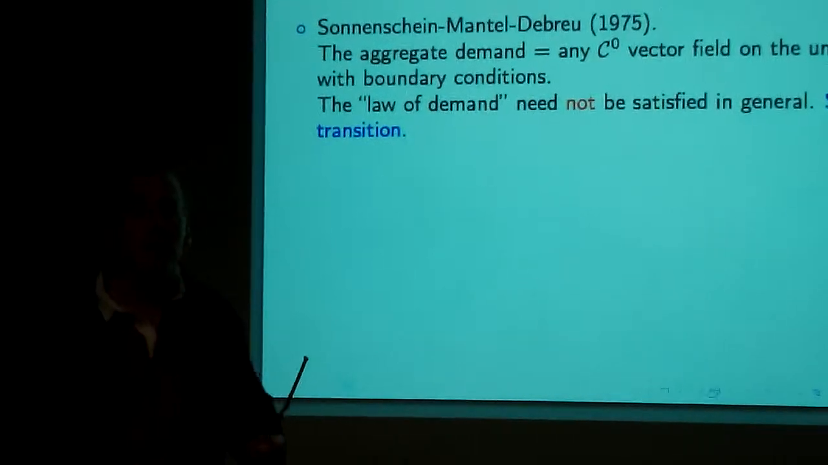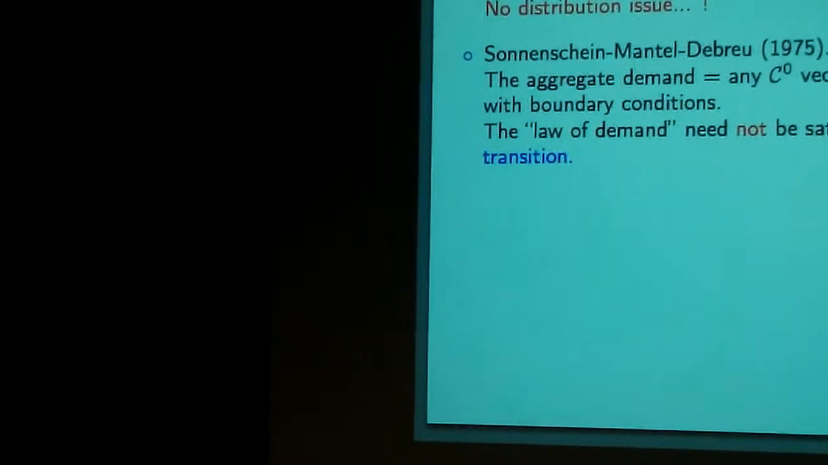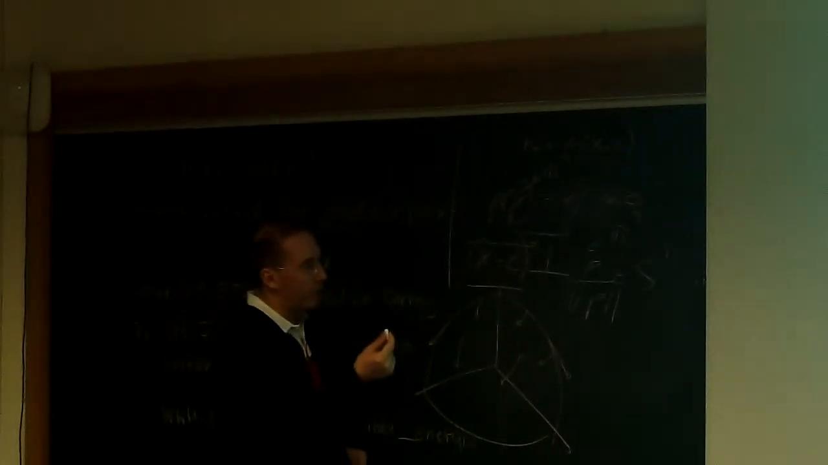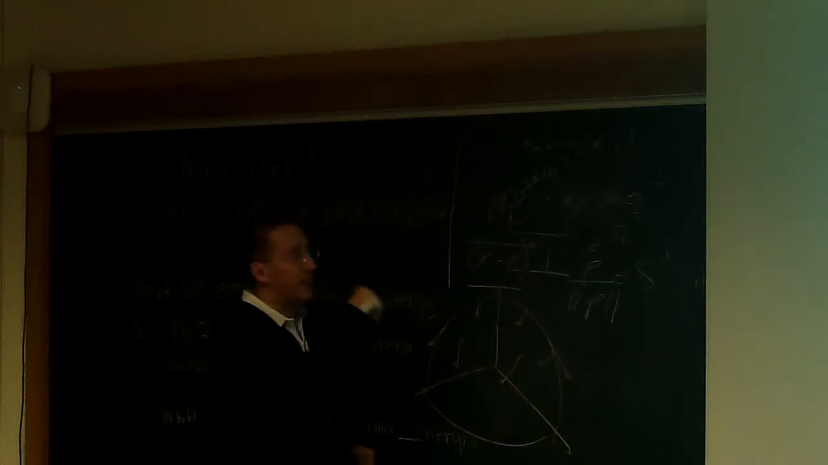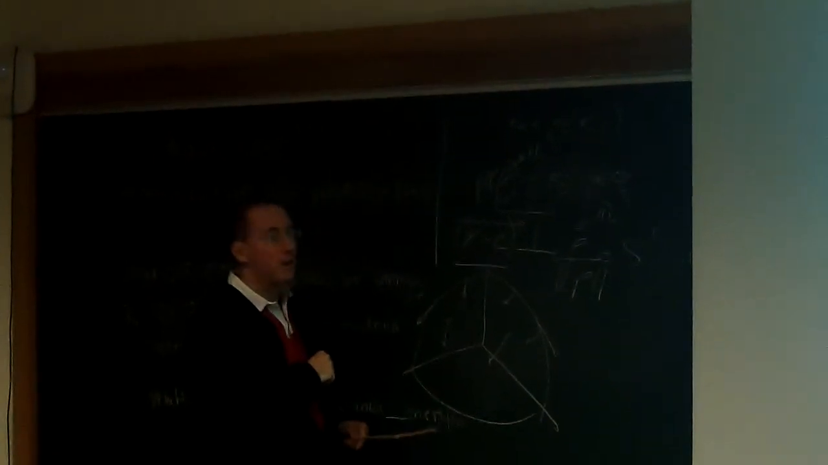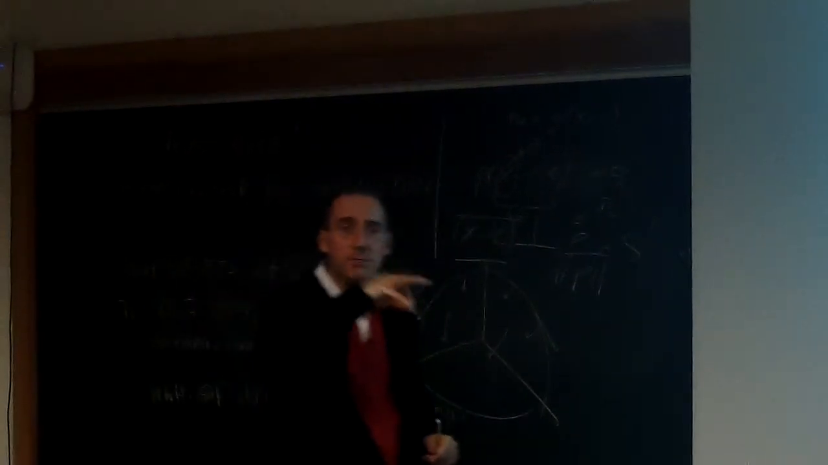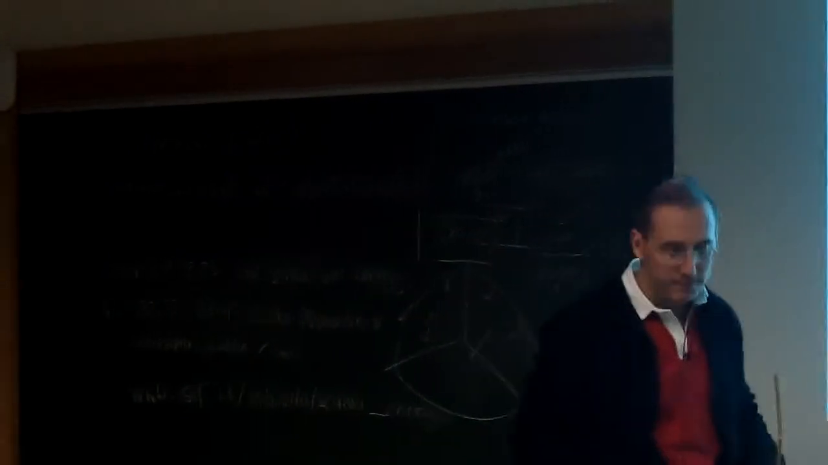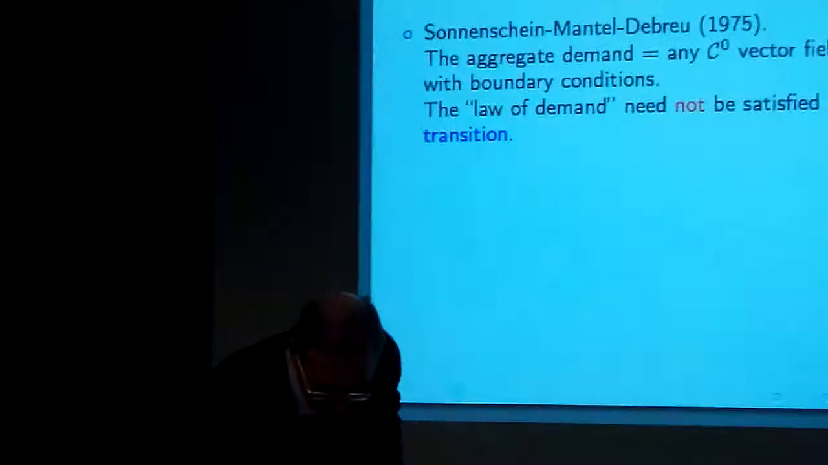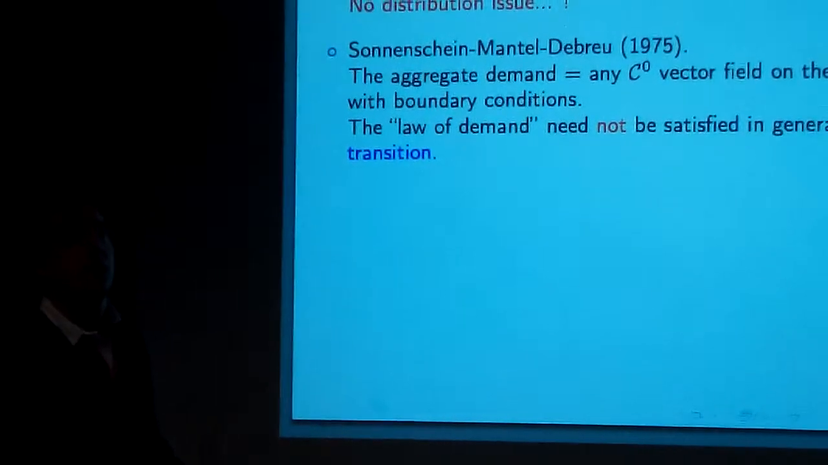What would be the law of demand in that account? The law of demand would be: if the relative price of one commodity with respect to another increases, then the demand decreases. So this would make a special property of the vector field. So the vectors are not tangent. They have a normal component.